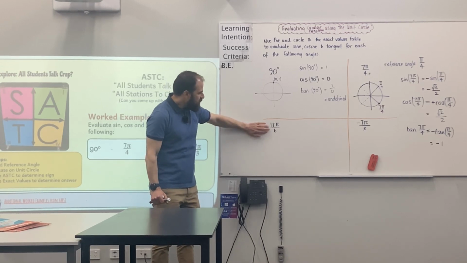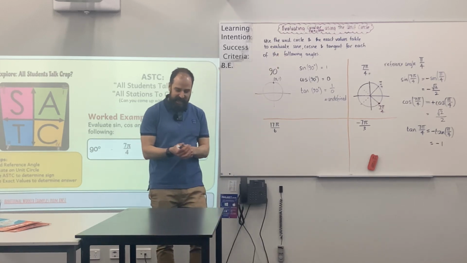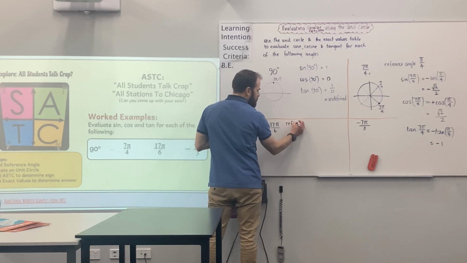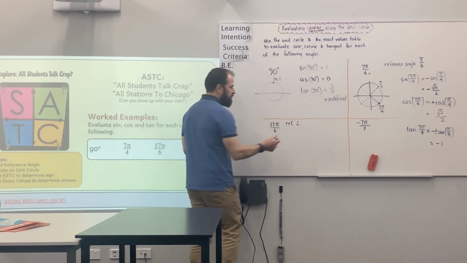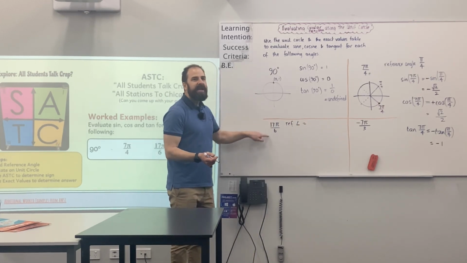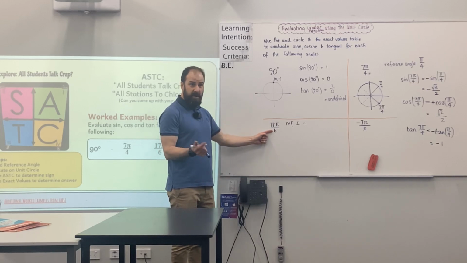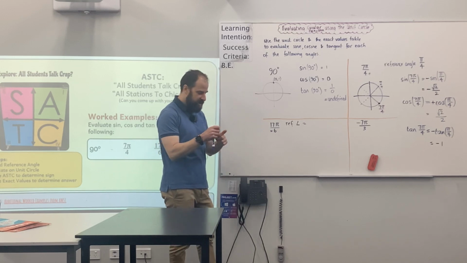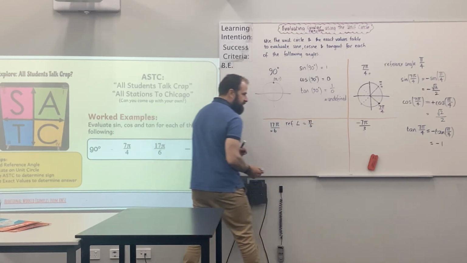All right, so my angle is 17 pi on 6. I want to find sine, cosine and tangent. First step, find my reference angle. And I'm going to cheat. What angle in my exact values table has this got something to do with? Pi on 6. It's always just the denominator. This is a 6, so we're going to work with pi on 6. So my reference angle is pi on 6.